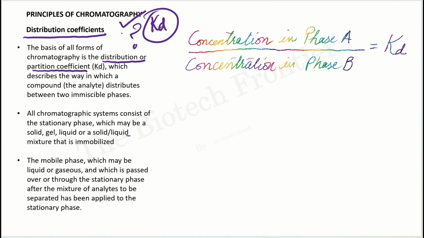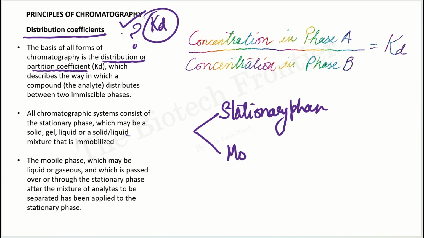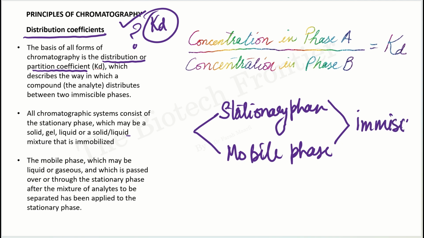But before we move forward with the distribution coefficient, we should know that every chromatography system consists of two phases, the stationary phase and the mobile phase. These two phases are immiscible, meaning you cannot mix them together. You can use a solid, gel, liquid, or solid-liquid mixture as the stationary phase, and for the mobile phase you can use a liquid or gas.